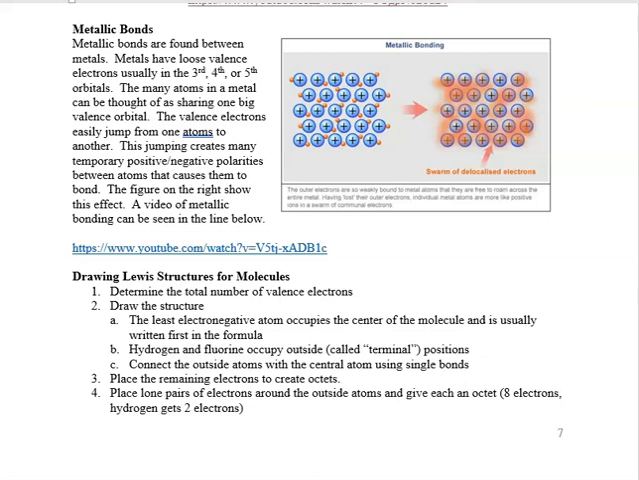Metals have loose valence electrons in the third, fourth, fifth orbitals, or even below that. The many atoms in a metal can be thought of as sharing one big valence orbital. The valence electrons easily jump from one atom to another. This jumping creates many temporary positive-negative polarities between the atoms that causes them to bond. The figure on the right shows this effect.